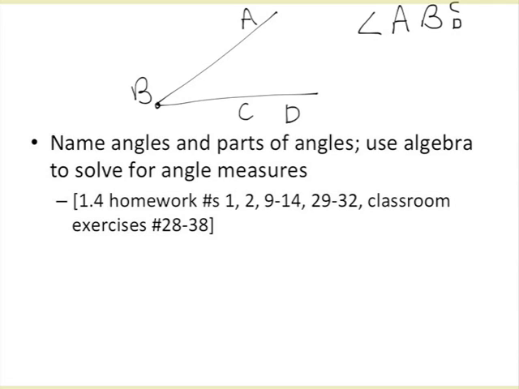To name the parts of the angle, a vertex is a point. It's the point where the rays meet. So what is the vertex of this angle? B. B, and that requires no symbol because a point, we just use a letter, it has no symbol.